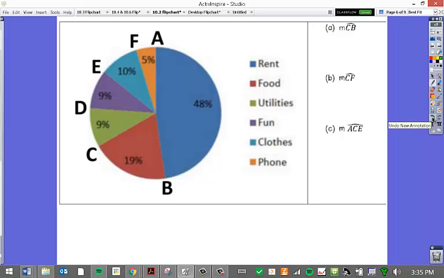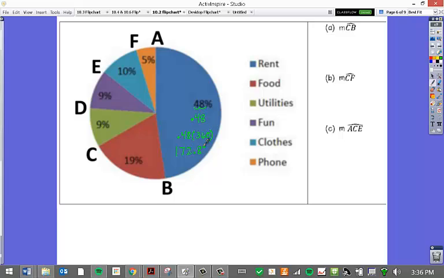So what we're going to do is take each percent and turn it into a decimal. You move the decimal place 2 spaces to the left to turn it into a decimal. So 48% becomes 0.48. Then you take your decimal, 0.48, and multiply it by the total, which is 360. All the way around the circle is 360 degrees. So 0.48 times 360 is 172.8 degrees.